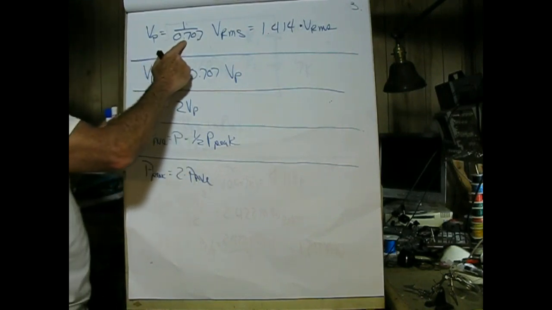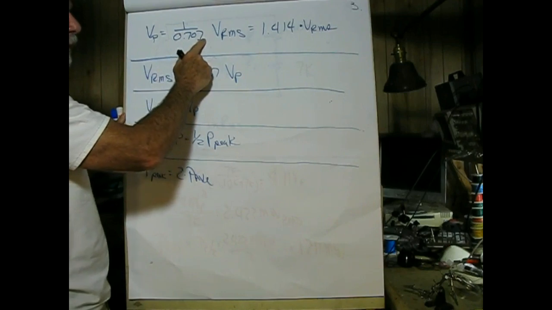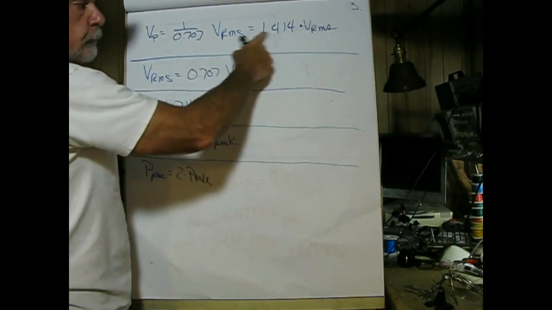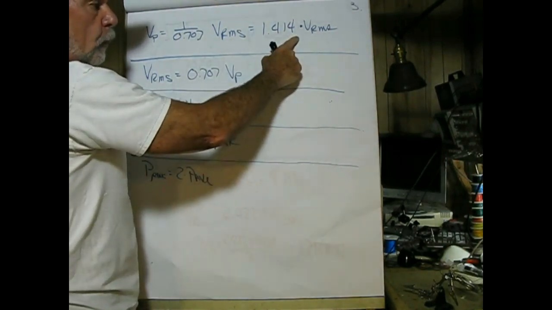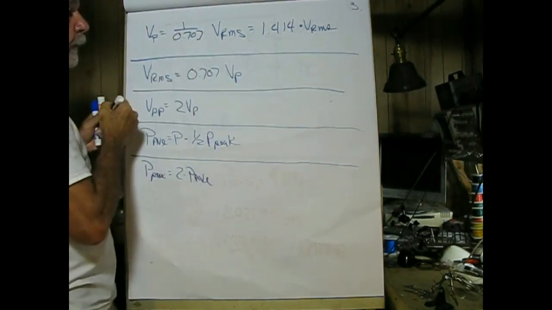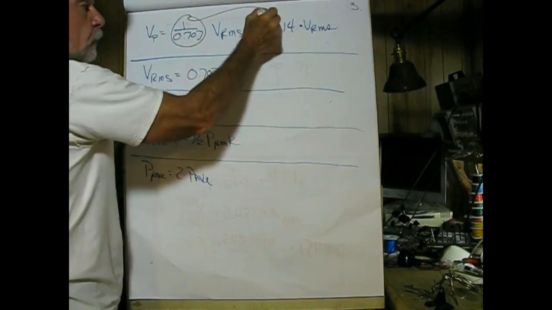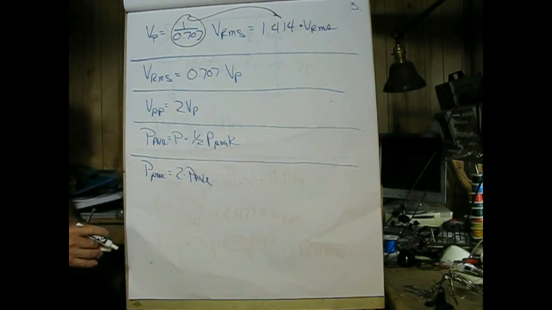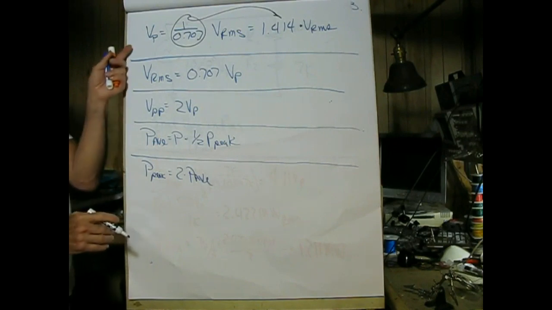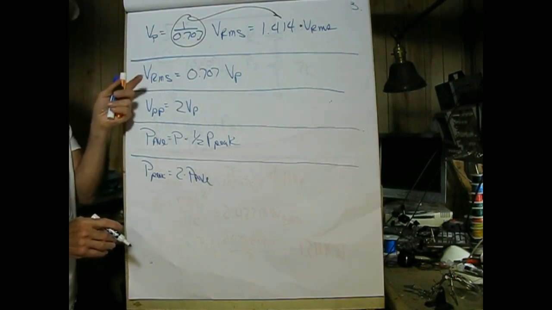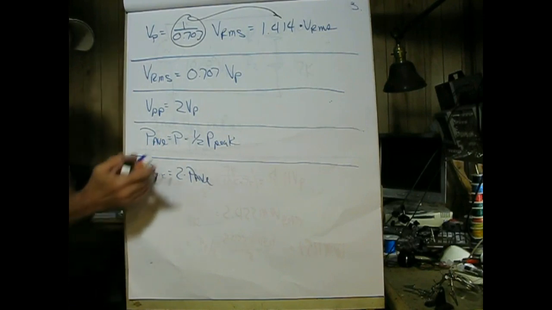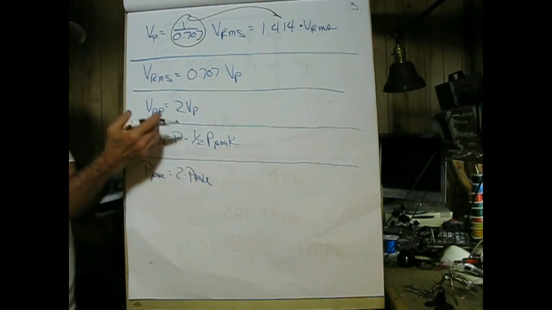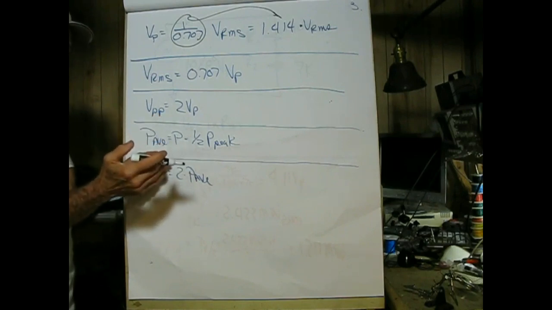V peak equals 1 divided by 0.707 times V RMS, and I just memorized this as 1.414. So this term is equal to 1.414, and that's the way you find V peak. And sometimes you need to know that. In power electronics, it's good to know that because sometimes our capacitors charge up to the peak. And the breakdown across a diode relates to the peak.